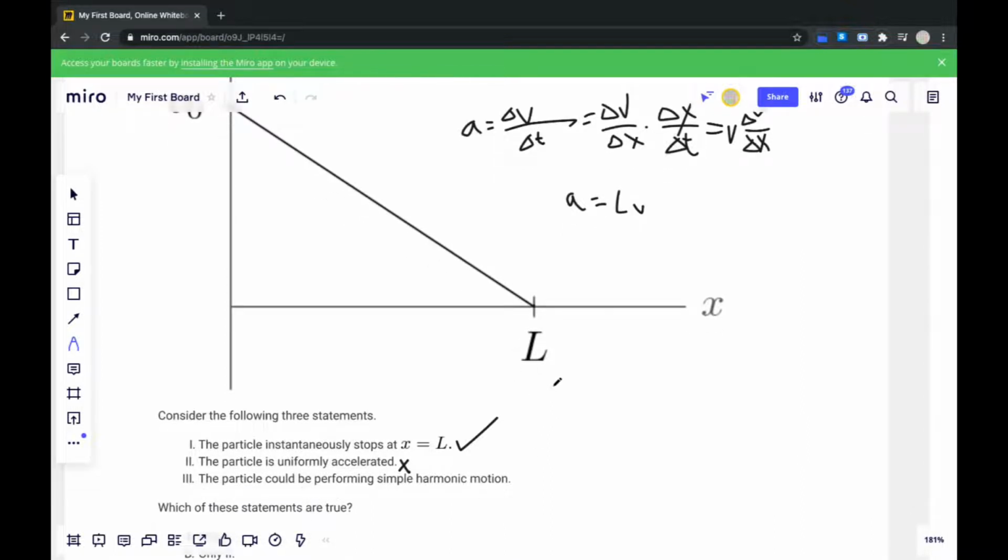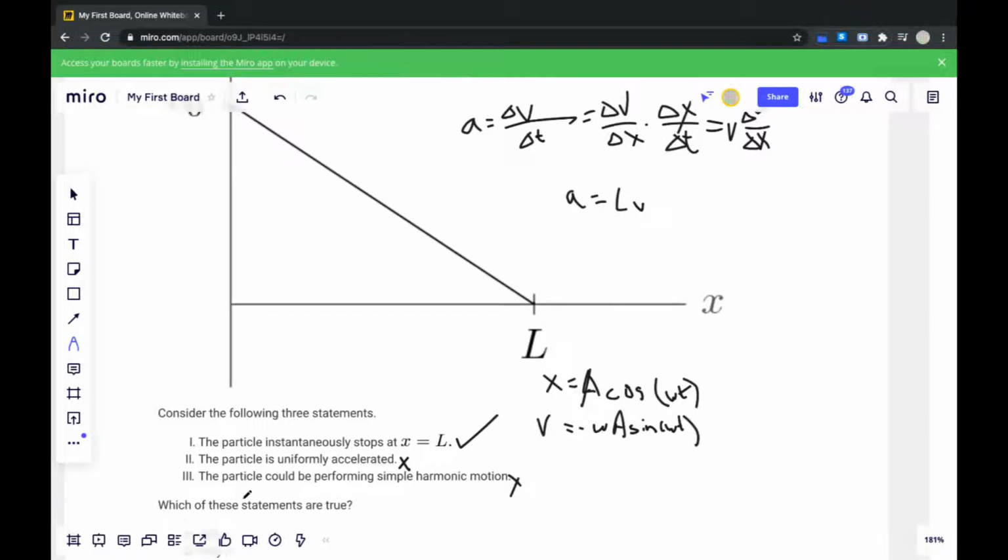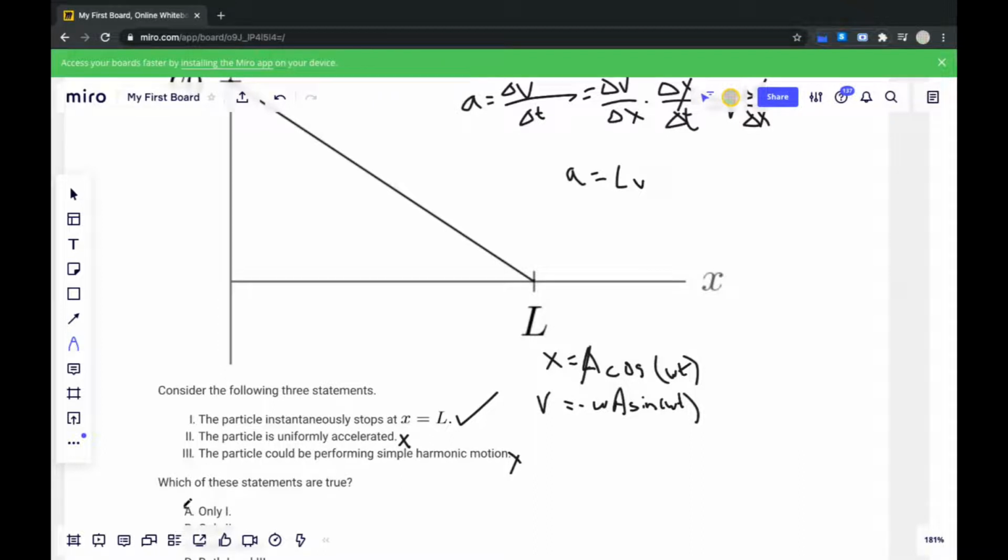For 3, the particle could be performing simple harmonic motion. For this, we can look at the position versus time and velocity versus time for a particle in simple harmonic motion. The position will be x equals A cosine of omega t, and the velocity is going to be negative omega A sine of omega t. The relationship between x and v is not linear, so it could not produce this type of graph. This means the third statement is also wrong. The correct answer will be A, only 1.